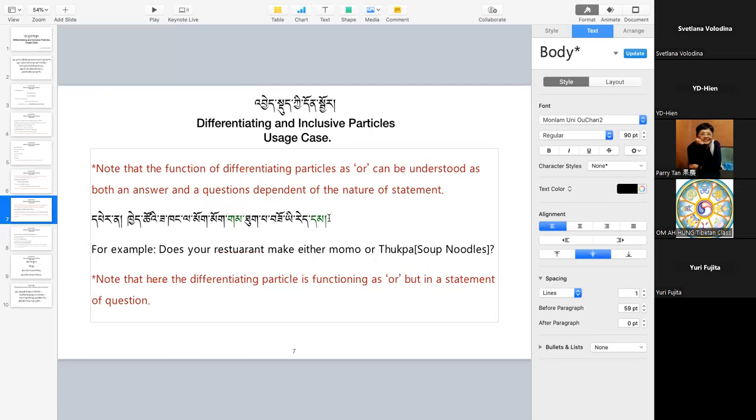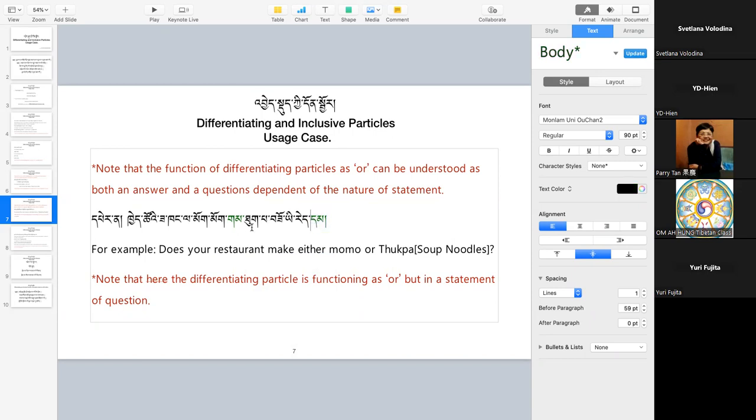For example, does your restaurant make either momo or tukpa, which is a soup noodle? Now it becomes an interrogative statement. Why does it become an interrogative statement? Because we have this particular particle, the interrogative particle, at the end of the statement.